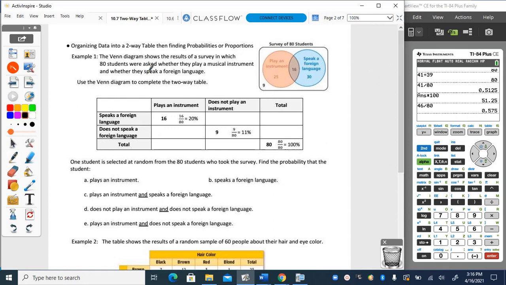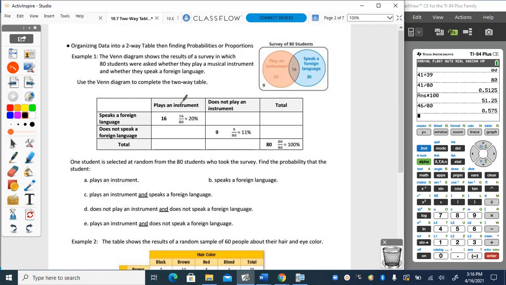We say the Venn diagram shows the results of a survey in which 80 students were asked whether they play a musical instrument and whether they speak a foreign language. And we want to use the Venn diagram to complete the two-way table. So here's our Venn diagram. Now, we have a total of 80 students that we took. Let's look on the inside of the circle. So the red circle said 25 of them play an instrument. So that's 25 just play an instrument.